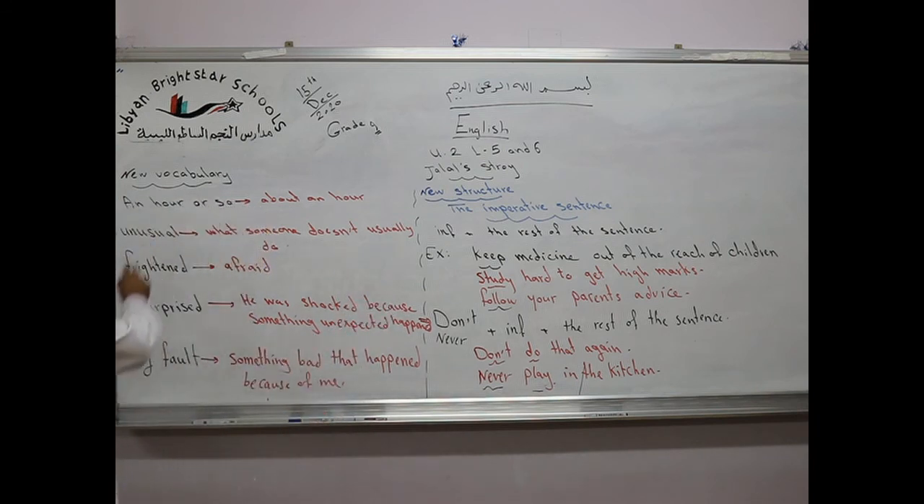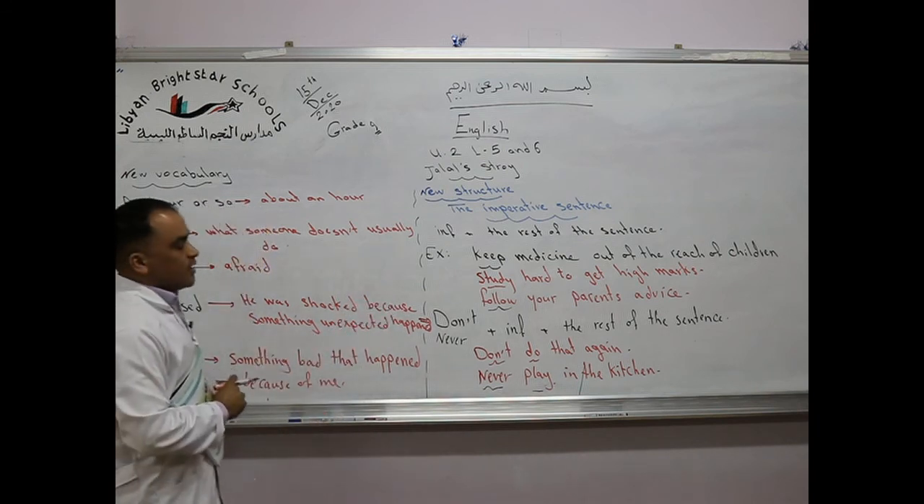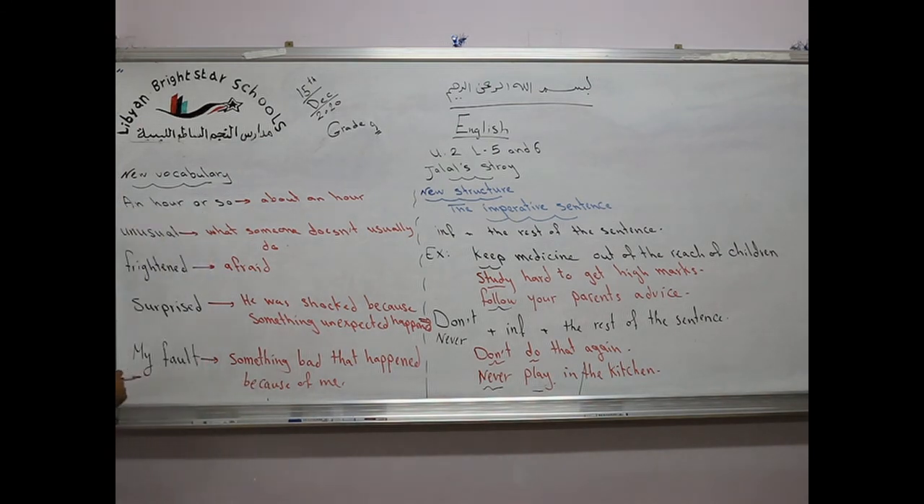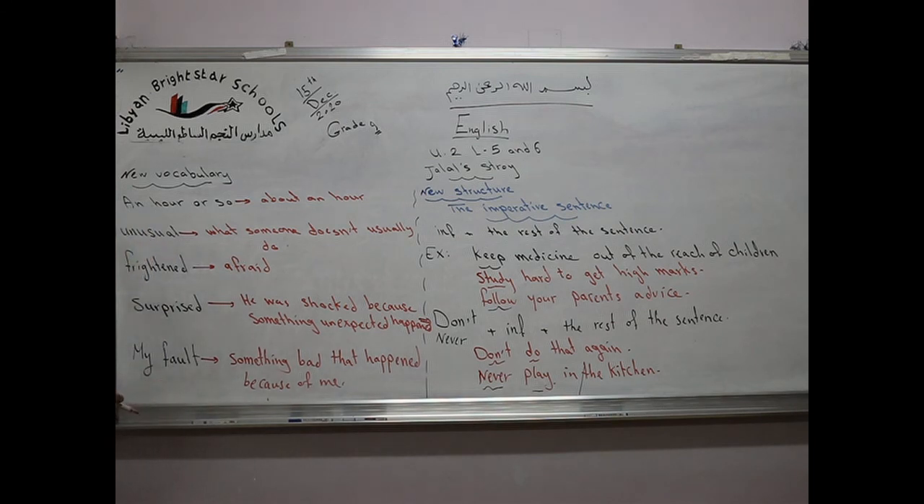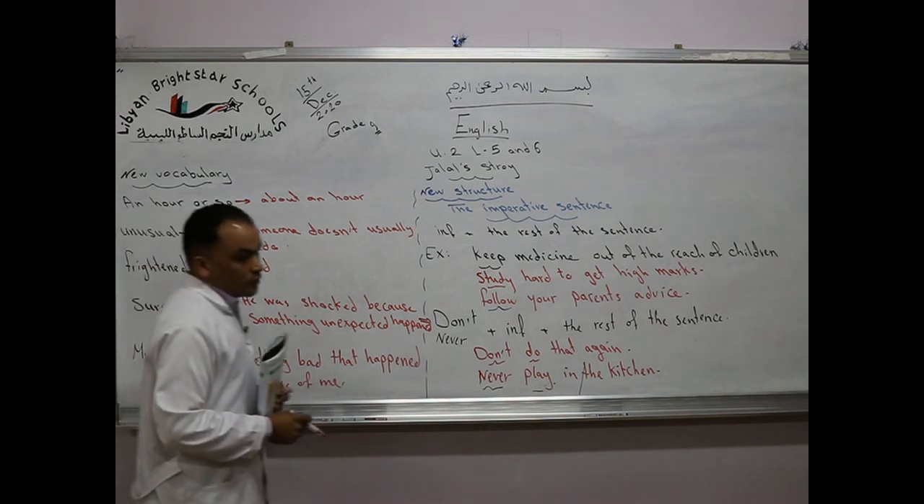We have here an hour or so. An hour or so means about an hour. Unusual, what someone doesn't usually do. Frightened means afraid. Surprised, he was shocked because something unexpected happened. My fault, something bad that happened because of me.